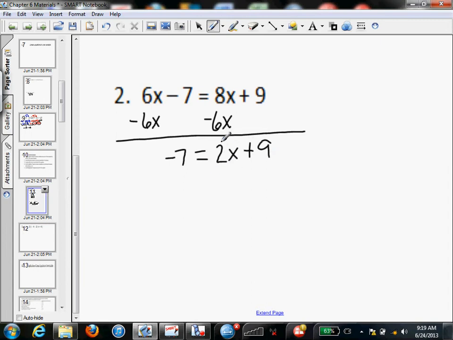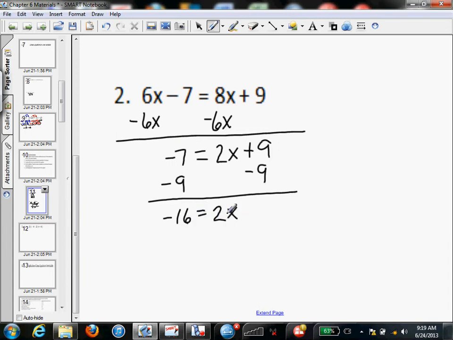Now we're aiming to get this x by itself, and to do it we have to start working away from it. So let's subtract 9, or the inverse operation of this addition. Do the opposite to get it away from the variable. So right here, negative 7 minus 9, that leaves you with a negative 16.